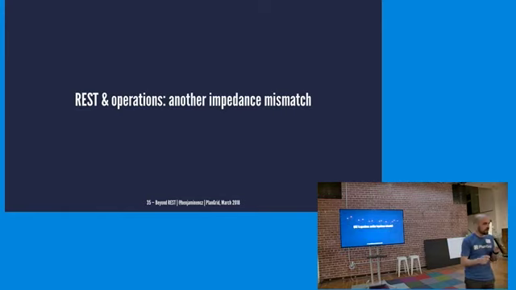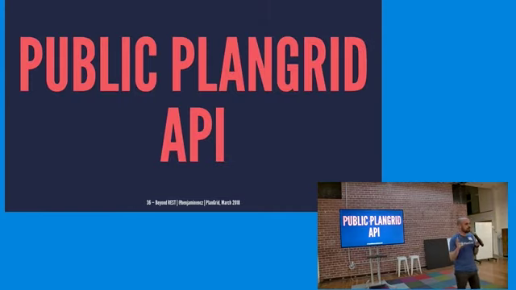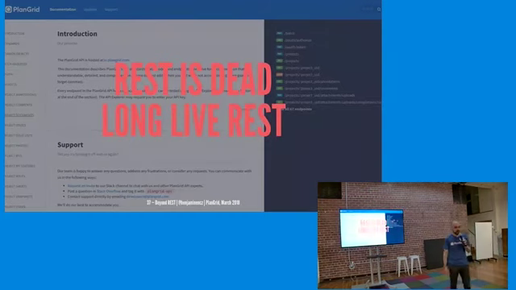So between REST and the concept of operations, there's another smaller impedance mismatch. That summarizes the kinds of problems that we have working with RESTful APIs in these kinds of applications. But I briefly want to talk about the public PlanGrid API. This is one you can actually see on developer.plangrid.com. We're hosting it for anyone who uses PlanGrid to interact with.